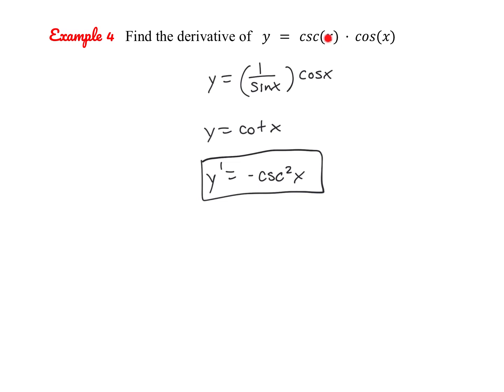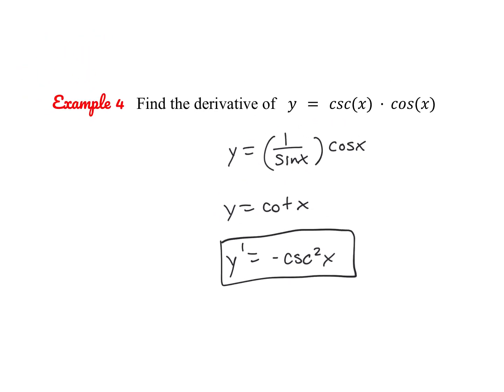So sometimes it works out to rewrite your function. Sometimes it doesn't really help. Like if you look at the last example, if you try to rewrite that, you're not really going to get something that makes it easier. So it is just something to look out for. Sometimes the strategy works, sometimes it doesn't.